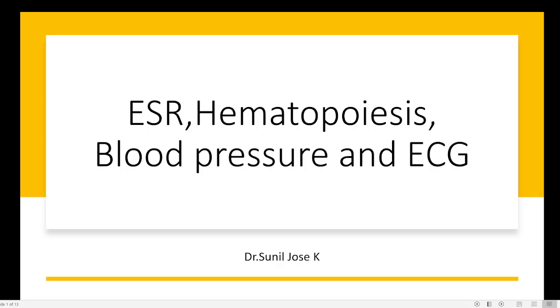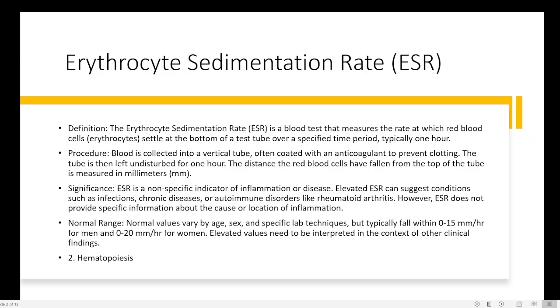So here we will be mainly studying four topics today. One is ESR, hematopoiesis, blood pressure, and ECG. You will have some idea regarding what is an ESR.